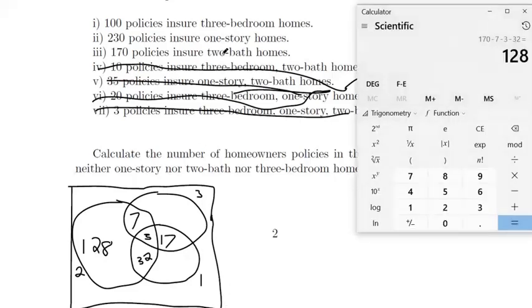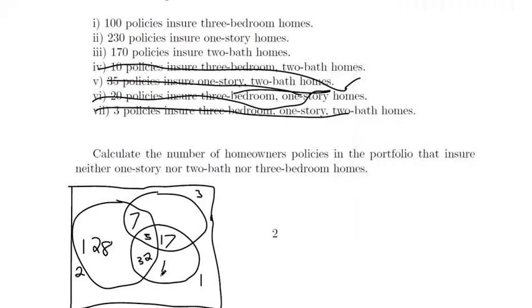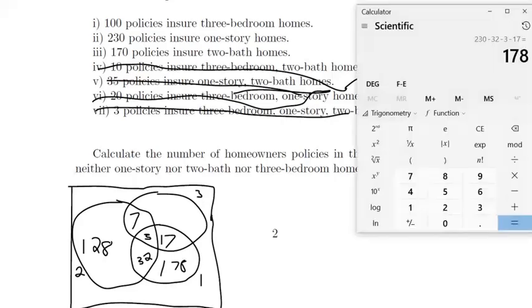And so 230 1-story homes, we've already got a few in that circle listed, so you have to subtract those. 230 subtracted by 32, subtracted by 3, subtracted by 17. There's 178 homes that fit this criteria. And you probably know what to do for the last one. You take 100, subtract the 17, subtract the 3, subtract the 7. So there's 73 homes up here.